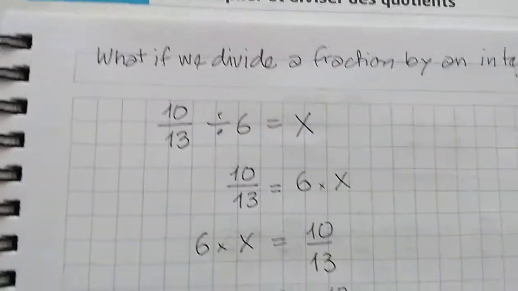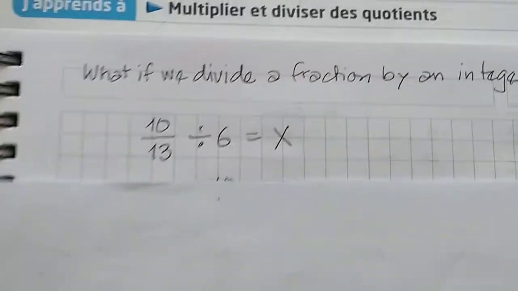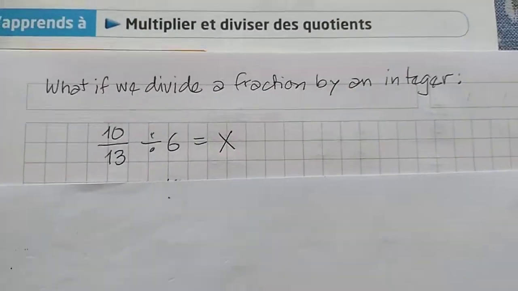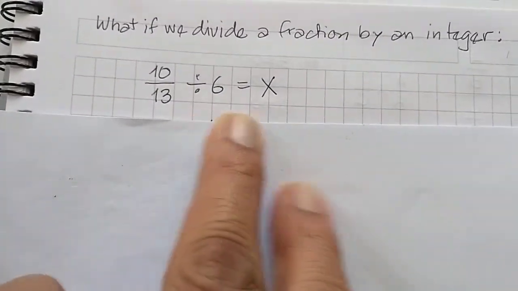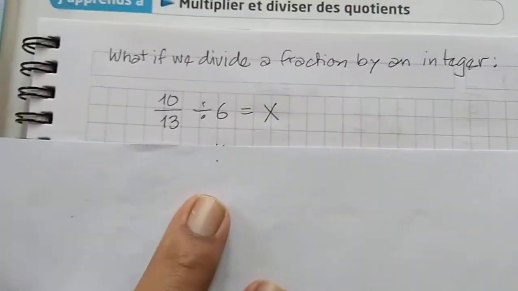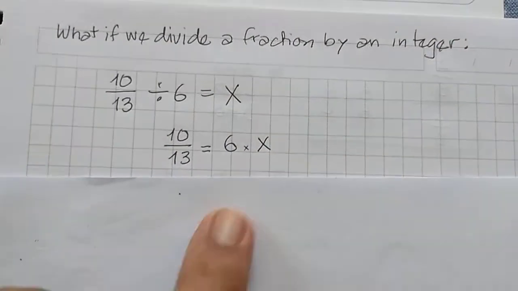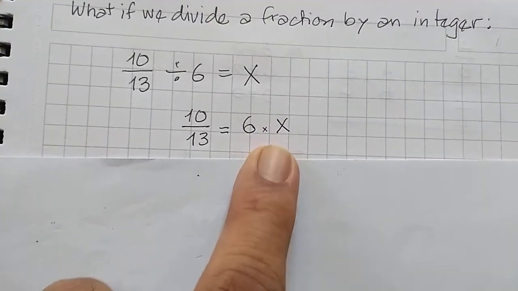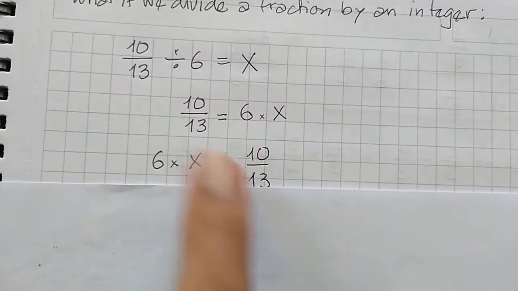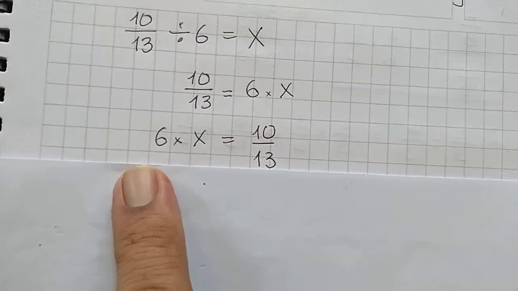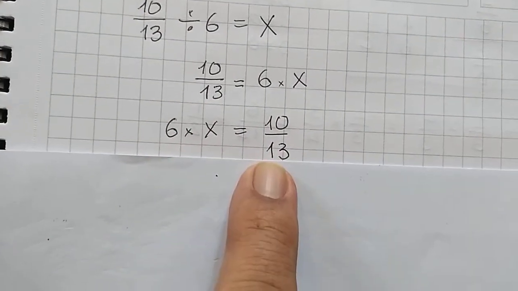Now what if you divide by an integer? If you divide a fraction by an integer, 10 over 13 divided by 6 is equal to x. So what is x? Again we can say 10 over 13 is equal to 6 into x, and again I switch them left and right. So 6 into x is equal to 10 over 13.